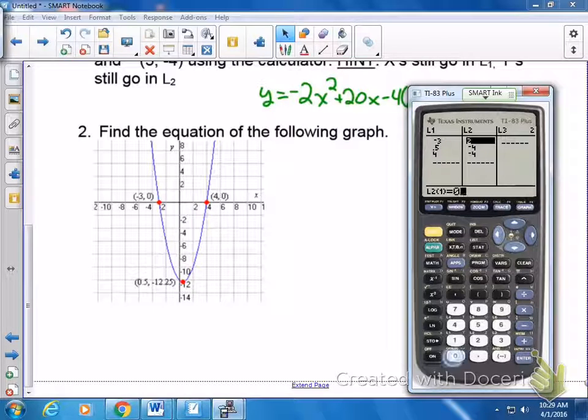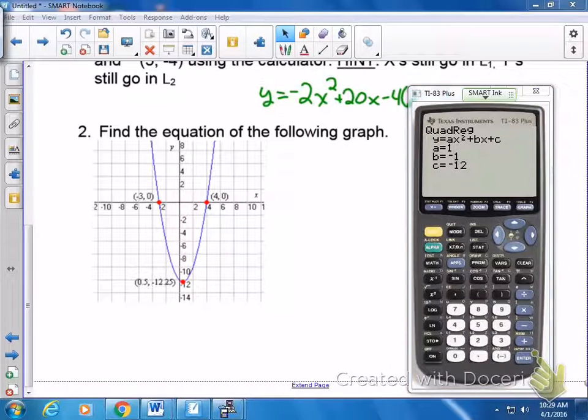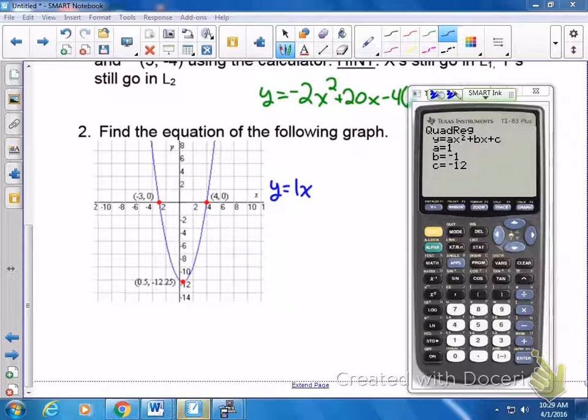At -3 we're at 0. At 0.5 we were at -12.25. And then at 4 we were at 0. Hit stat, right, 5, enter, and you have your equation. So there's 2 ways you could write this. I'm going to write y equals 1x squared minus 1x minus 12. But you could also say y equals x squared minus x minus 12.